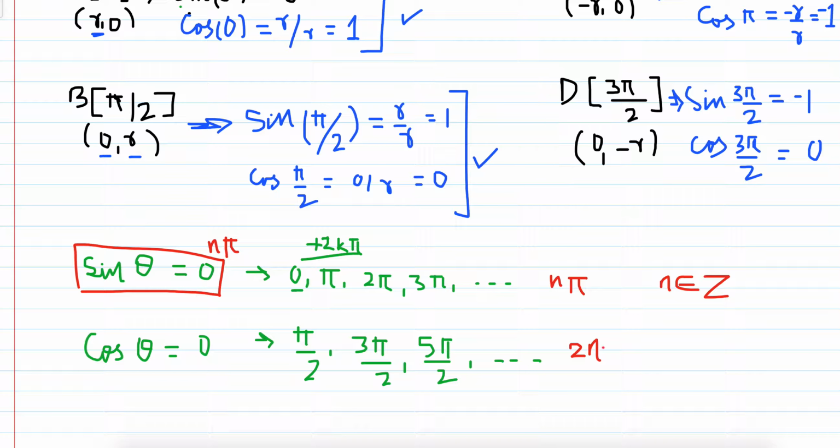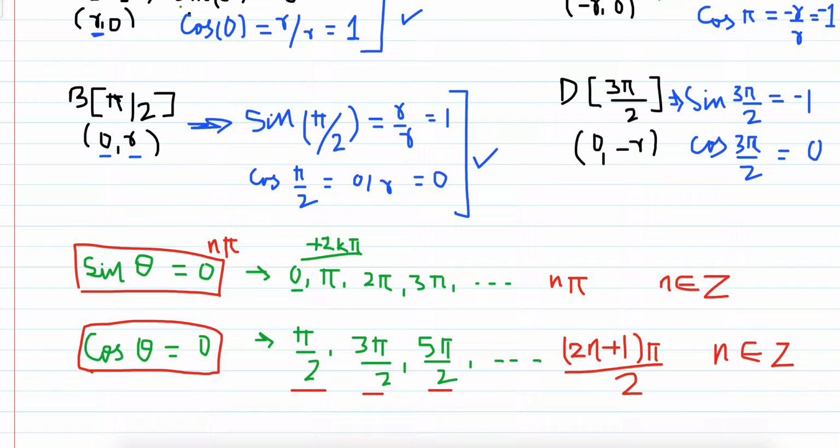2n plus 1 pi in the numerator and 2 in the denominator. So here again n belongs to Z. If n is 0, we get pi by 2. If n is 1, we get 2 into 1 plus 1, that is 3 pi by 2. If n is 2, we get 5 pi by 2, and so on.